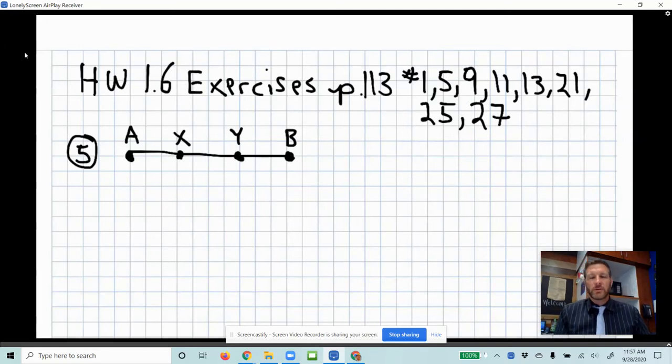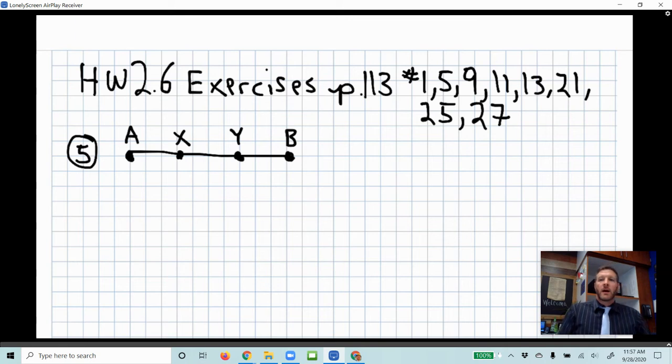Alrighty, welcome geometry friends. We are on homework, and I just saw an error. This is homework 2.6, not 1.6. Homework 2.6 with the exercises, where you're going to be doing page 113, numbers 1, 5, 9, 11, 13, 21, 25, and 27. It might be a little bit of a challenging one, at least the proofs, but I'll be working through those proofs with you just to give you more and more experience, because that is the key. And anyway, we'll get through this together.